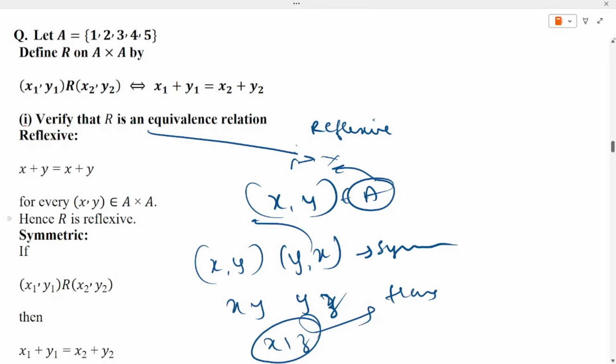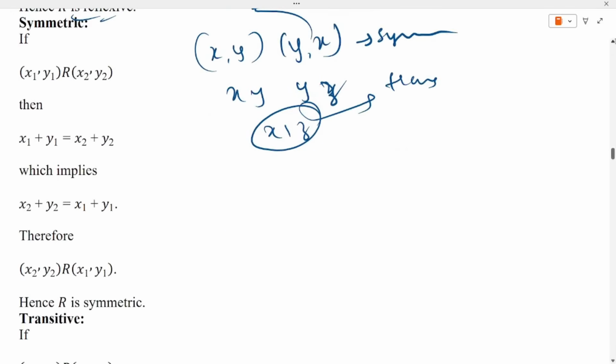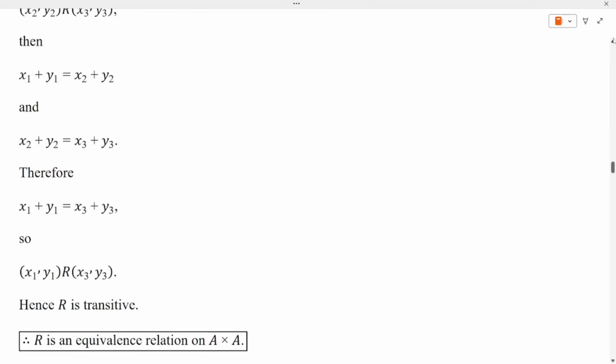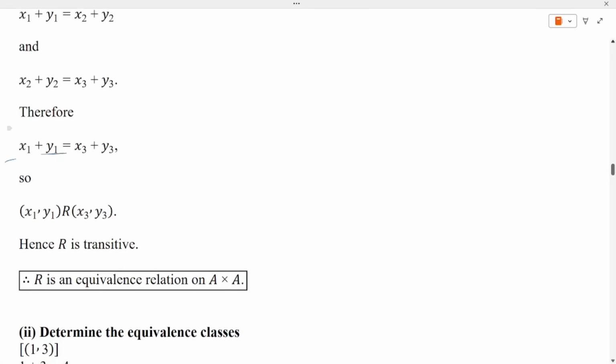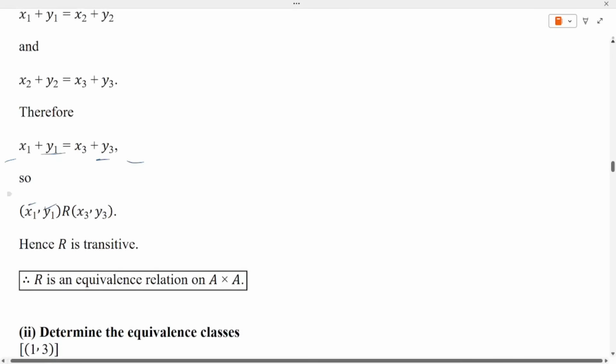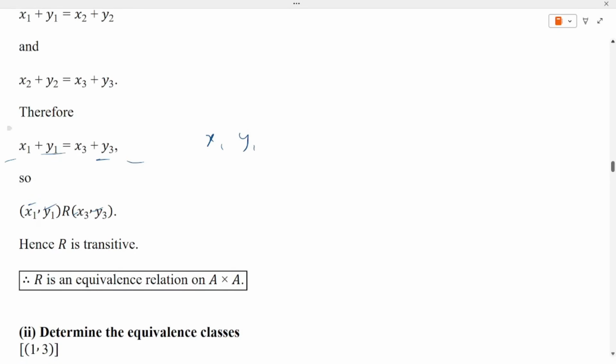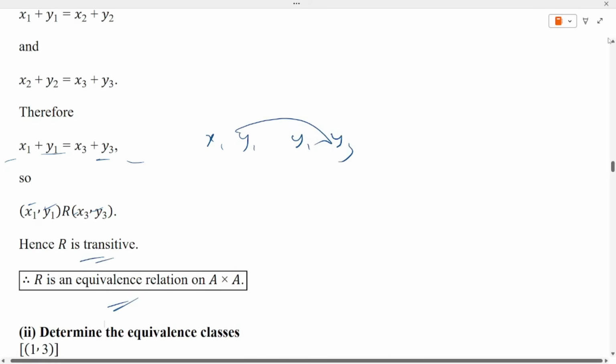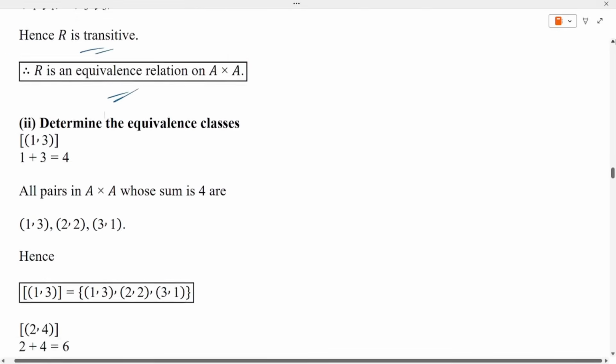Here you can see (x, x) is belonging, so it is reflexive. Next you can see (x, y) and (y, x) both are there, so it is symmetric. Transitive is nothing but, as I said, if you take 1 to 3, (1, 1), (1, 3), then (1, 3) should belong. That is transitive. So you can say that it is an equivalence relation.